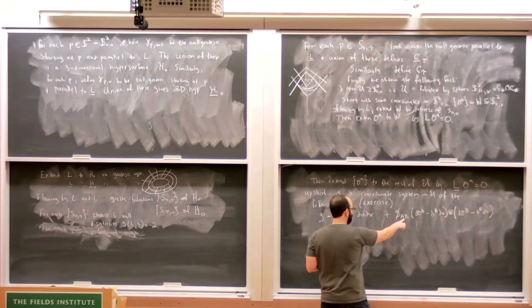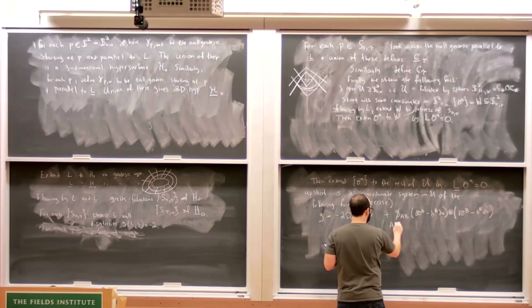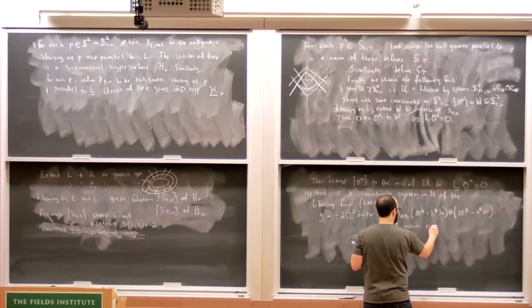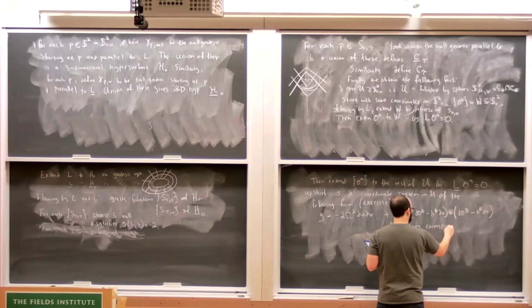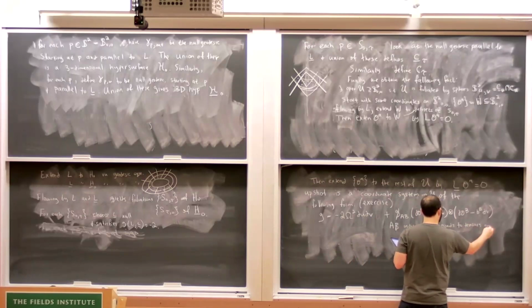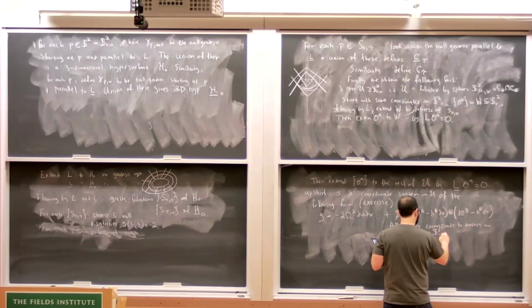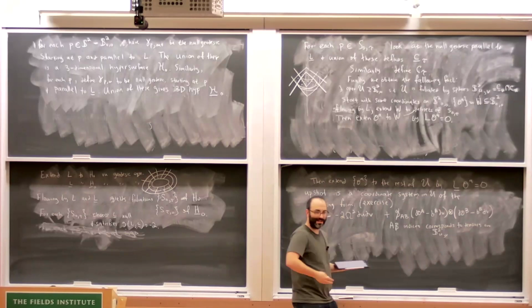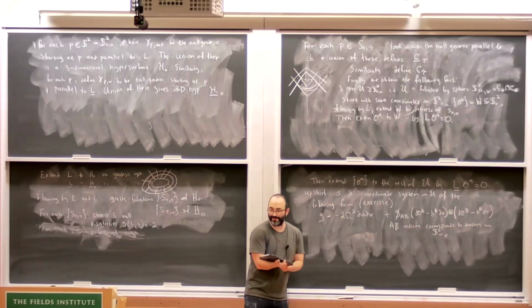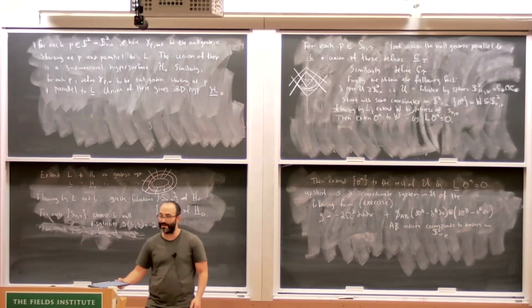So you should think the A and the B indices correspond to tensors on S2, to tensors on these spheres that lie at the intersection of these cones. All right, so now let's just slowly, the last 5 minutes, unpack what's going on here.